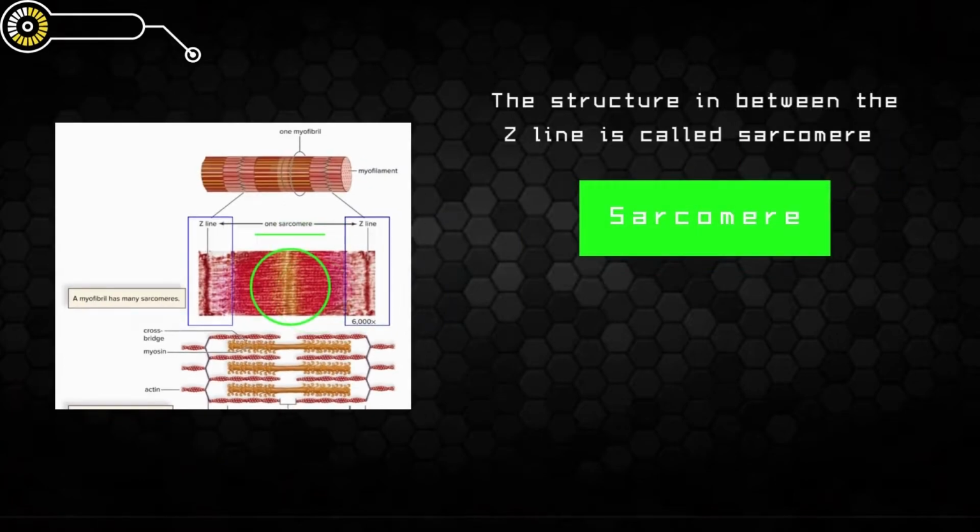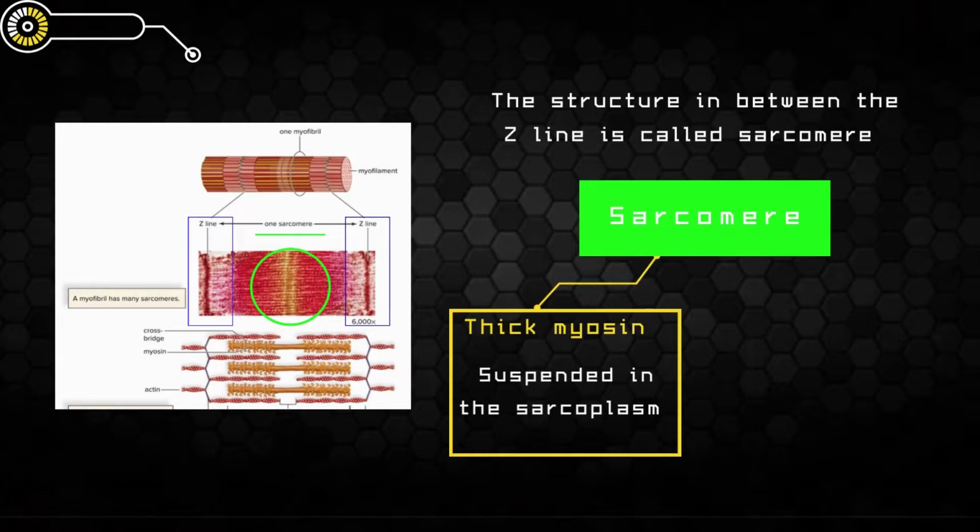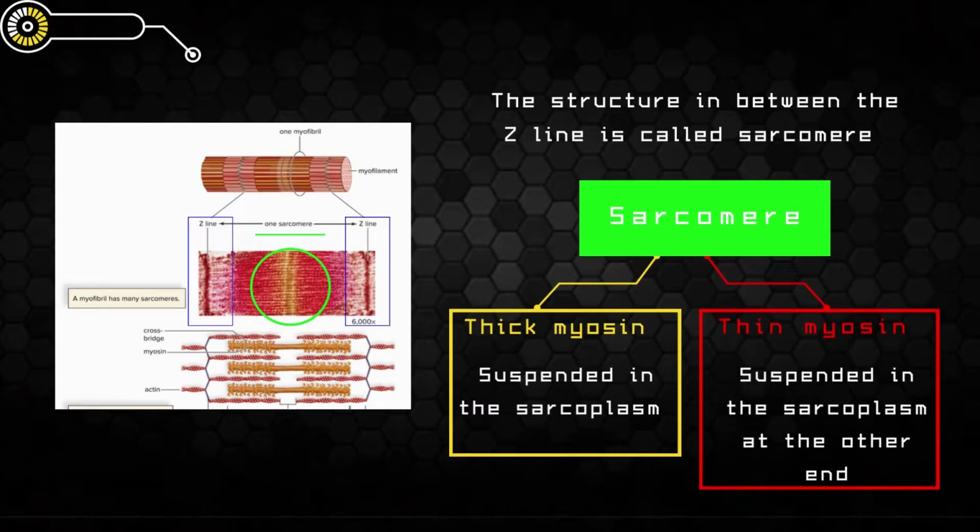The sarcomere consists of two types of protein filament: the thick myosin filament, which is suspended in the sarcoplasm, and the thin actin filament, which is made out of actin and is attached to the Z line at one end and is suspended in the sarcoplasm at the other end.